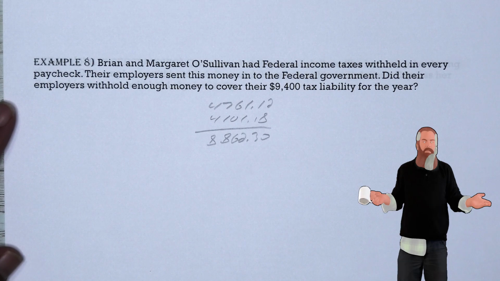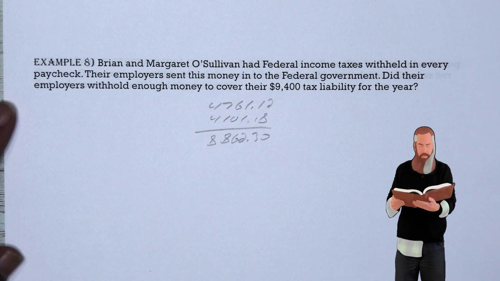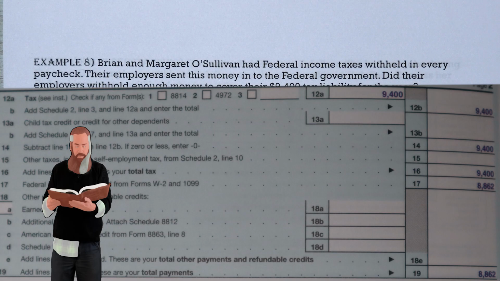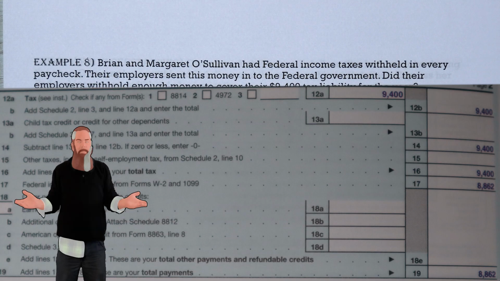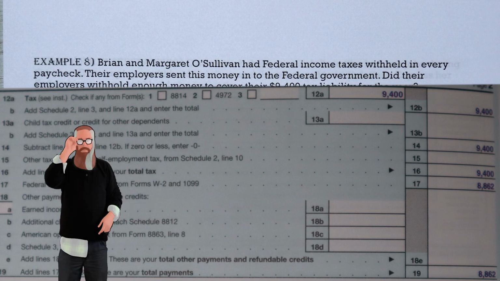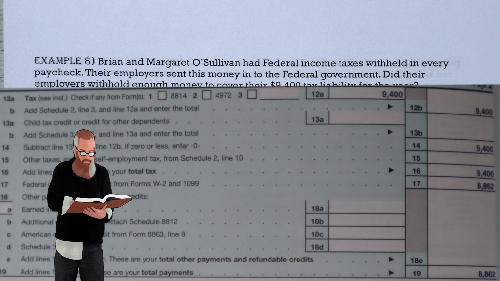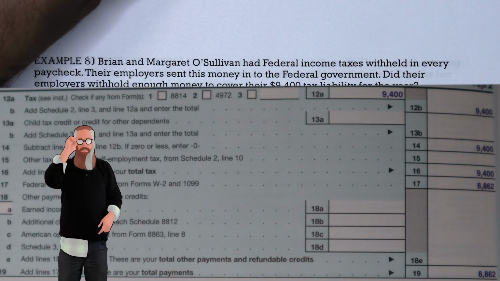Their employers withheld $8,862.30 for federal taxes. This amount is rounded to the nearest dollar of $8,862. It is entered on line 17 and 19 of Form 1040. The O'Sullivans' employers did not withhold enough money to cover their taxes, since $8,862 is less than $9,400.